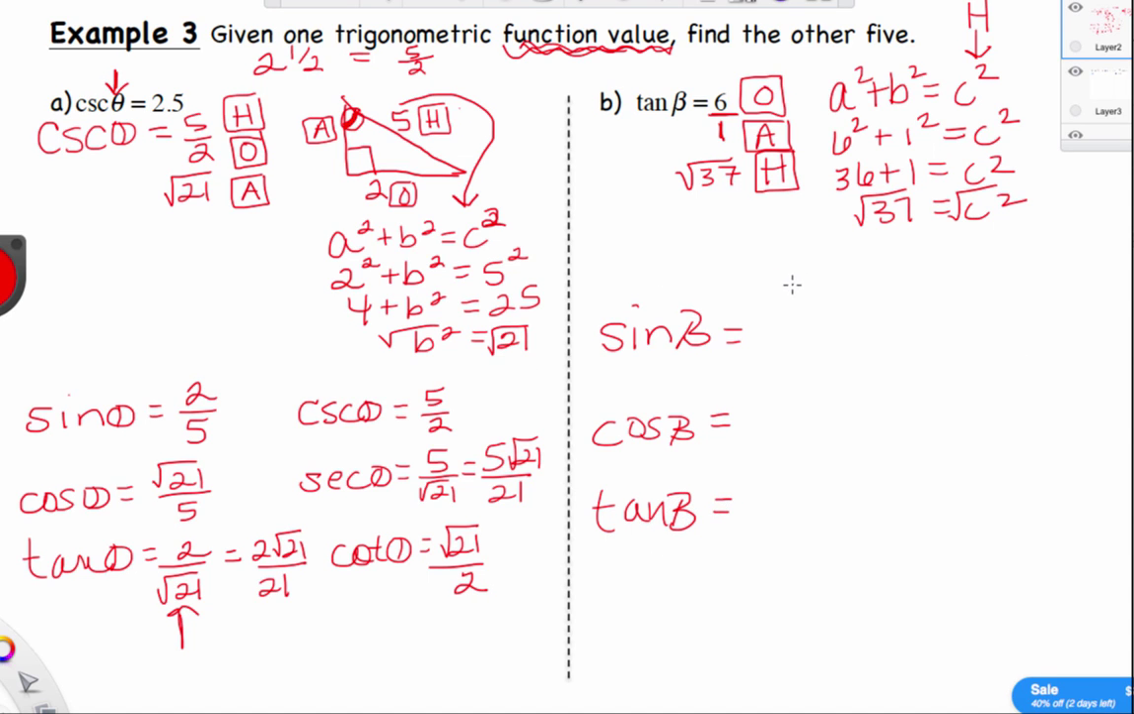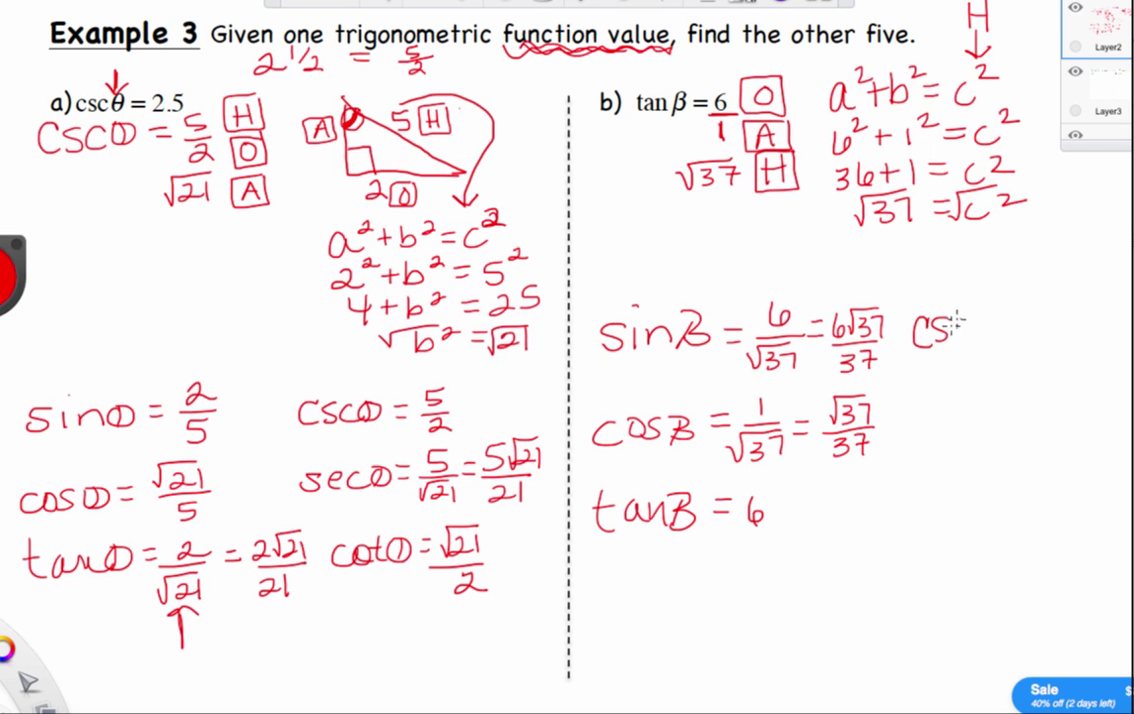Let's go ahead and fill in our sine. Sine is O over H. That's 6 over root 37, which is going to be rationalized. You'll get 6 root 37 over 37. Cosine is A over H, so that's 1 over root 37. And rationalized is root 37 over 37. And then finally, tangent was given. That's 6 over 1, or just 6.